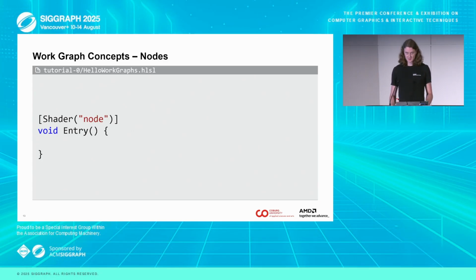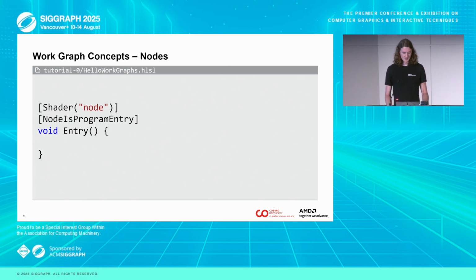As this is the entry node to our graph, we also need to tell the work graph runtime or the compiler that this will be an entry node, and there is another one of these attributes in square brackets that you can use for this. In this case it's NodeIsProgramEntry.